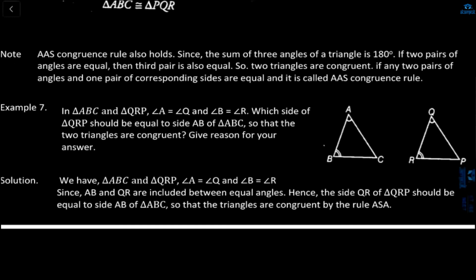So two triangles are congruent if any two pairs of angles and one pair of corresponding sides are equal. This is called the AAS congruency rule. Understood? And make sure that the AAA criterion doesn't exist. AAA doesn't exist, because if all three angles of a triangle are equal to the three angles of another triangle.